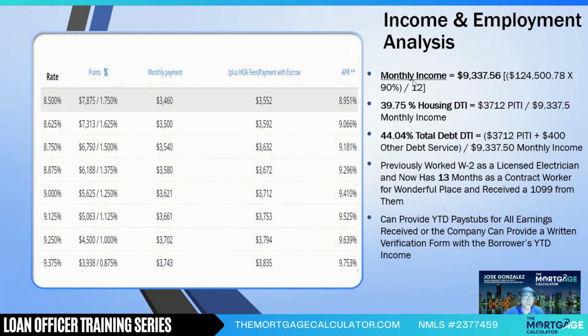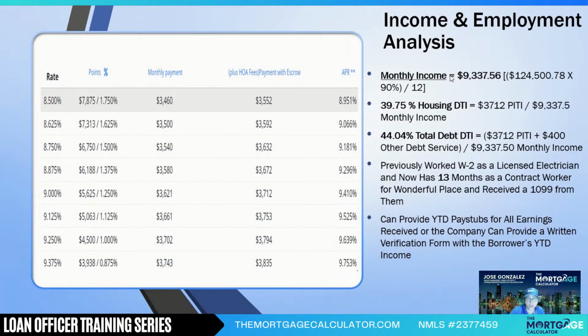So let's look at our income analysis here, right? His monthly income is calculated by getting the 1099 income, 124,500. That was right off the 1099 form, and 78 cents. Can't forget the 78 cents. Multiply that times 90%. That's why I said it's the easiest loan you're ever going to do, right? Multiply that times 90% and divide it by 12, and that's your monthly income.